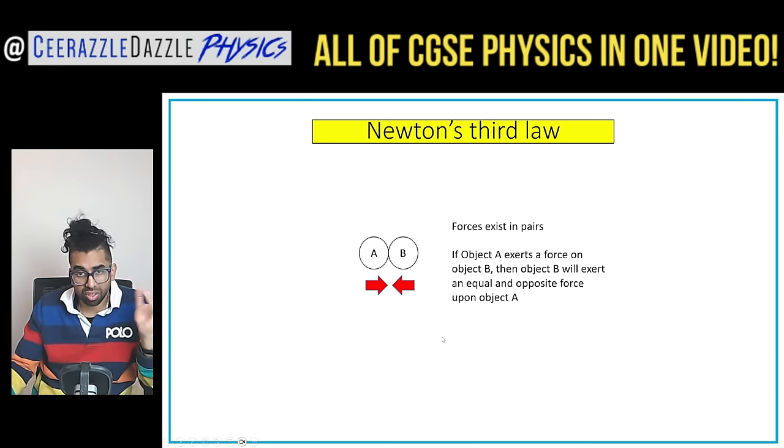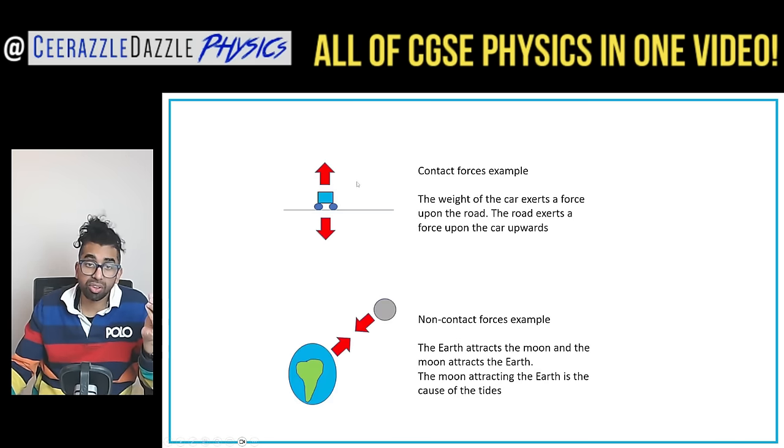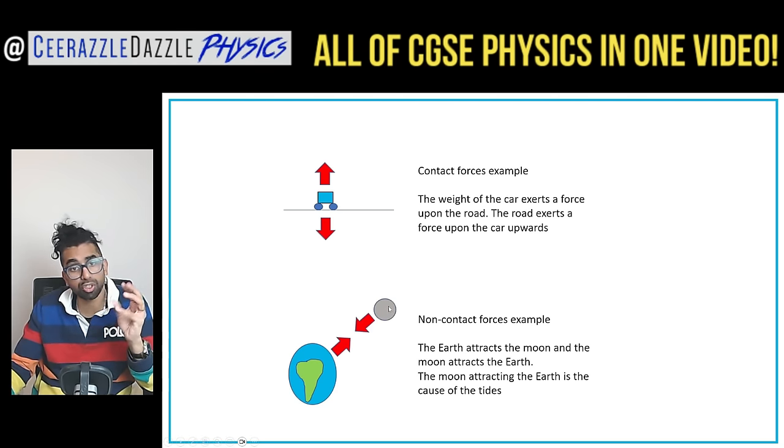Newton's third law. Newton's third law states that forces exist in pairs, and if object A exerts a force on object B, then object B will exert an equal and opposite force upon object A. Here are two examples. Over here we've got an object just resting on a surface, therefore the weight of the car pulling down is equal to the normal reaction force pushing upwards. They both balance out. And here's a non-contact example. As you can see, the Earth attracts the Moon, but also the Moon attracts the Earth as well. Yes, that's the reason why we have the tides. They're being pulled closer towards the Moon.